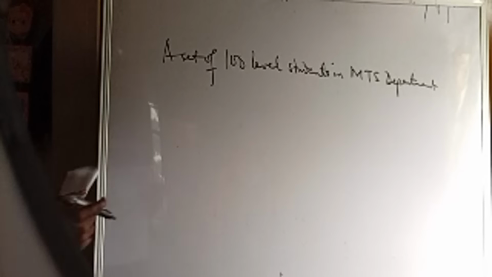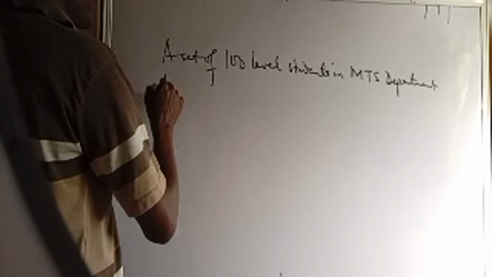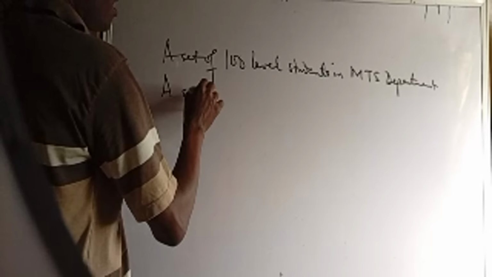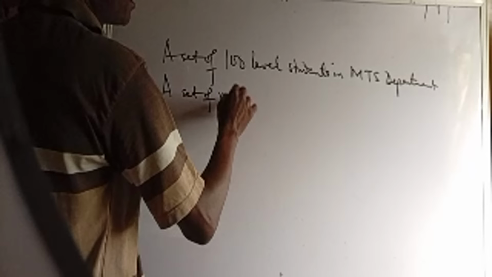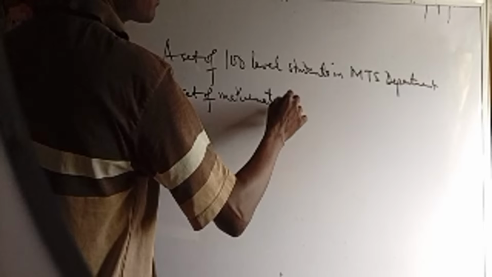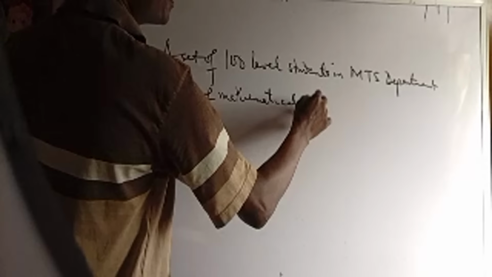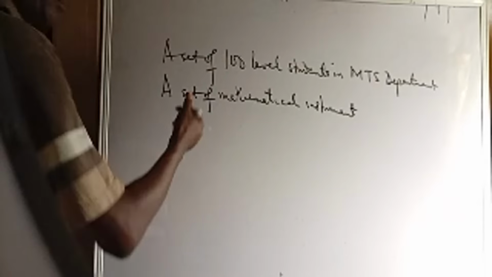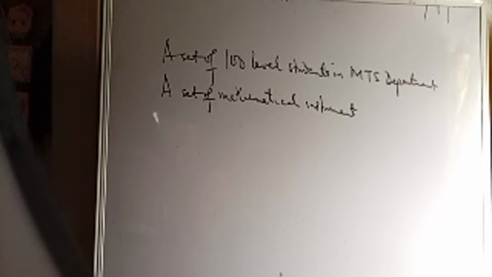Yes, you can say a set of mathematical instruments, and you can list them. These are what? They are finite. You can list all the elements there.